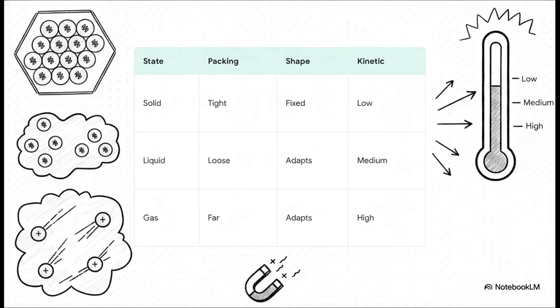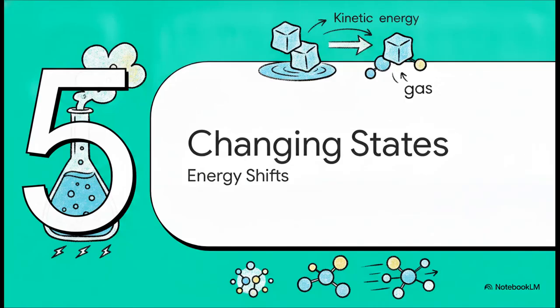This matrix elegantly brings all the pieces together. Look at how the differences really just boil down to motion and attraction. You got your solids with tight packing, fixed shape, totally uncompressible, and very low kinetic energy. Just those tiny vibrations. Then liquids are packed a bit looser, they adapt their shape to the container, they're mostly incompressible, and they have that medium kinetic energy that lets them slide. Finally, gases are widely separated, they completely take the shape of their container, they're highly compressible, and they possess super high kinetic energy.